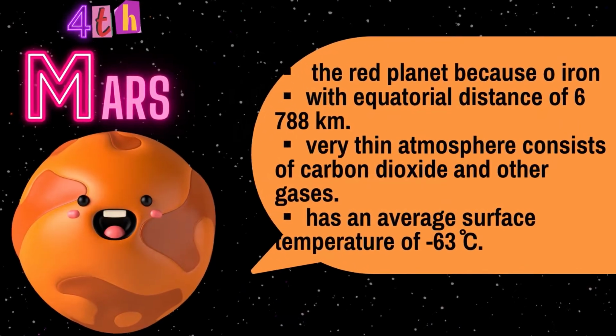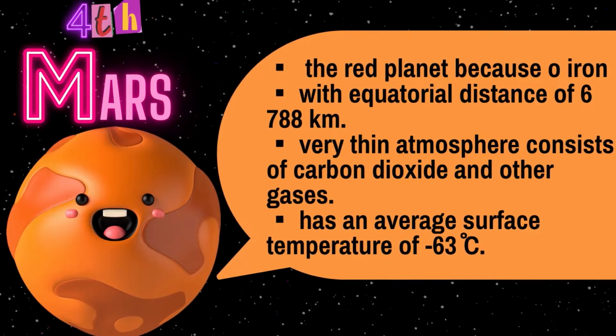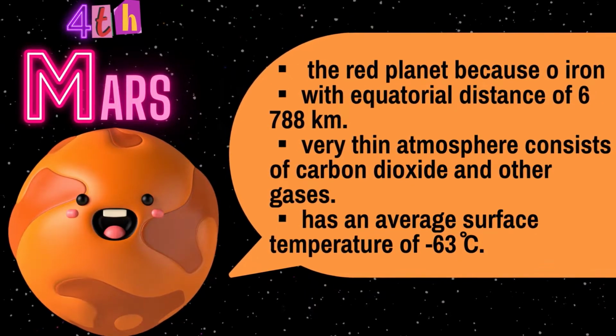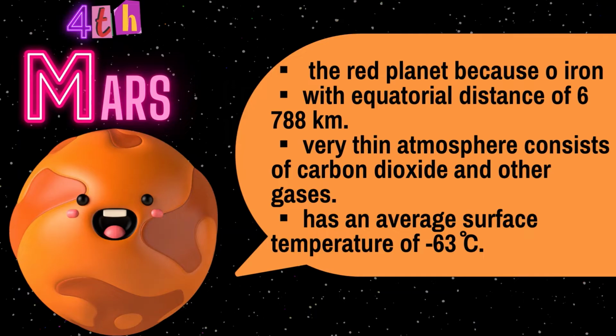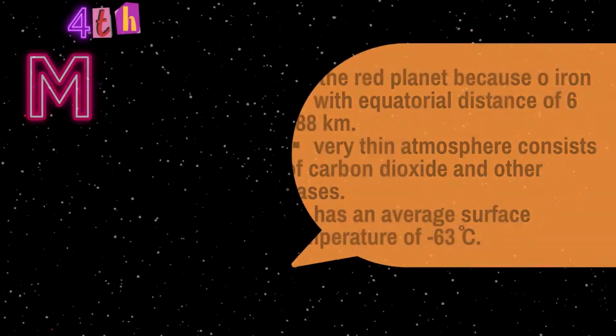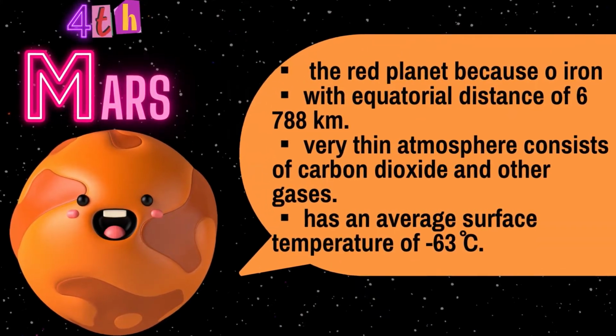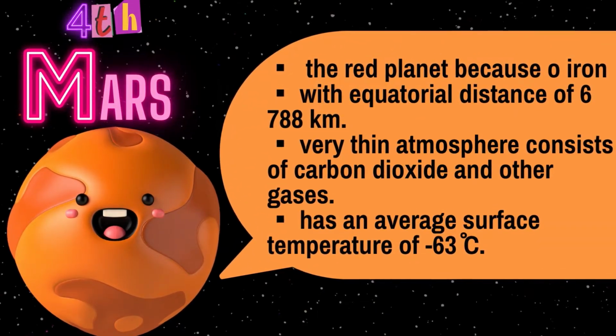every 27.3 days. Now let's move to the fourth planet, which is Mars. The fourth planet, Mars, is called the red planet because of the presence of iron on its surface that looks red, with a 227 million kilometer distance from the sun, and it has an equatorial distance of 6,788 kilometers with a very thin atmosphere, largely consisting of carbon dioxide and a small percentage of other gases.